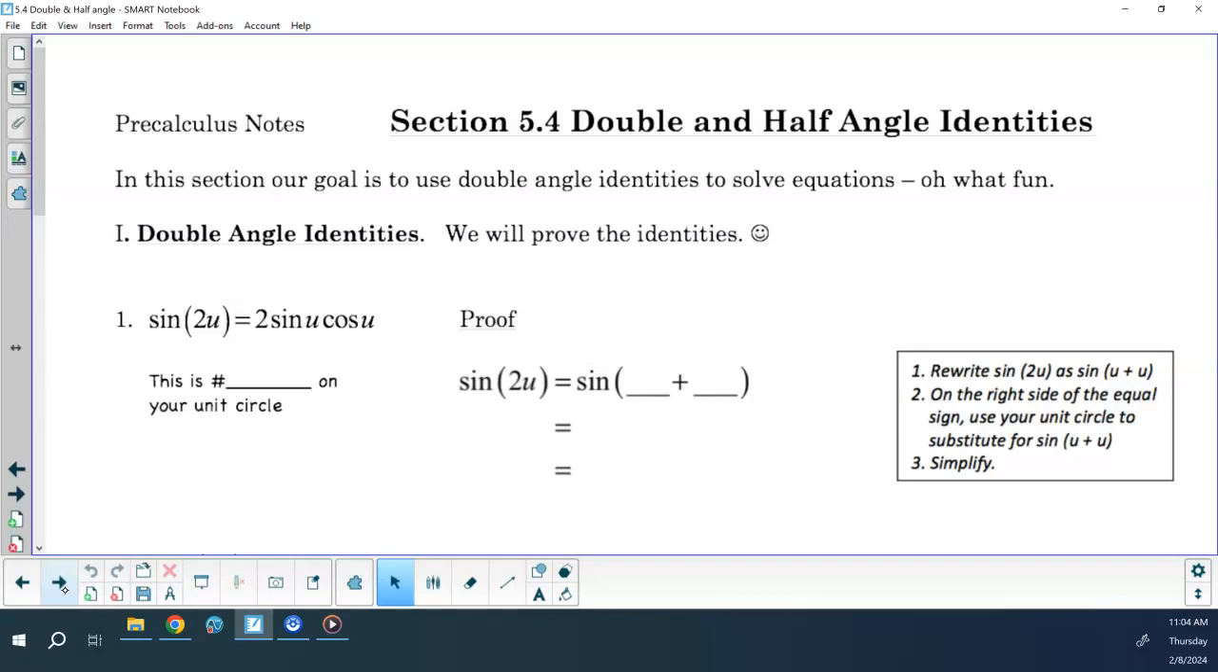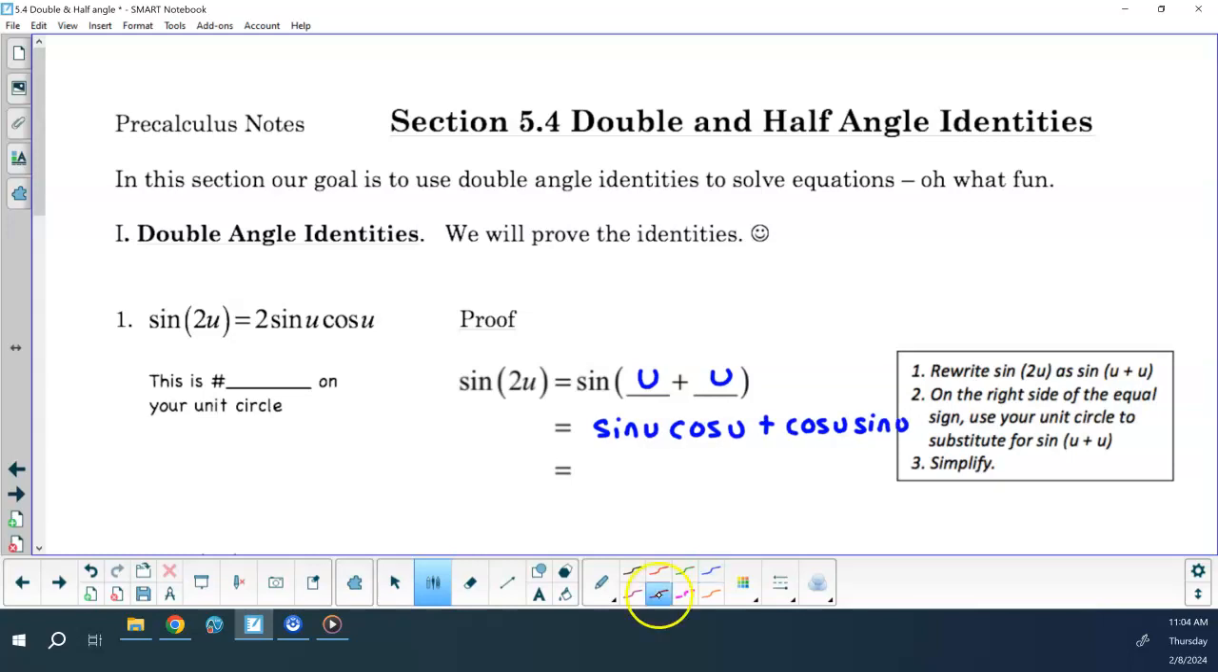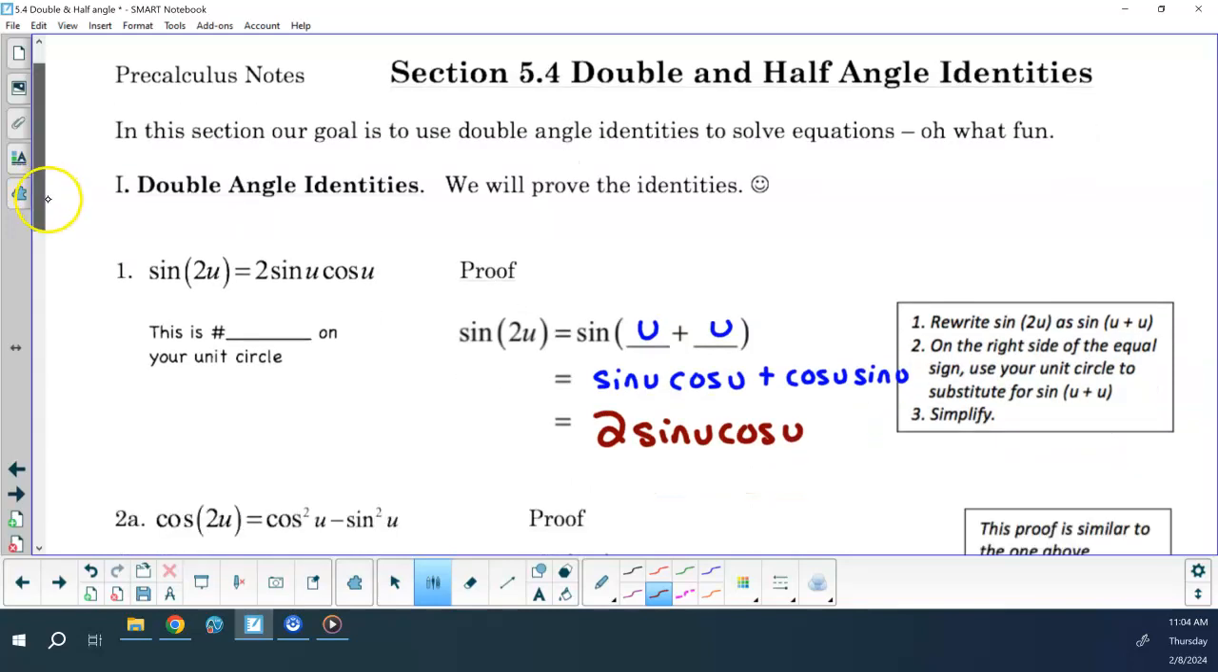So what you should have done is you should have rewritten sine of 2u here. We'll only do this first one on this page. You should have rewritten sine of 2u as sine of u plus sine of u. Then that would become sine of u cosine of u plus cosine of u sine of u, and then that would become 2 sine of u cosine of u. So then, now you can use that one because you've proven what it is. And you should have done that with all of these other ones. Okay?